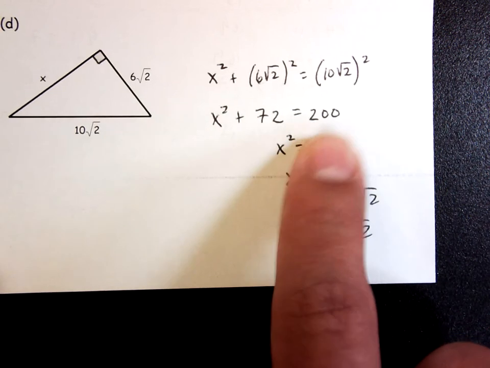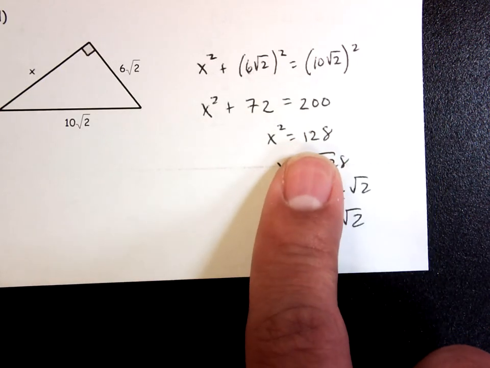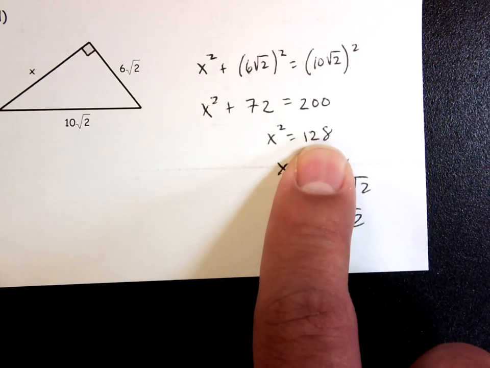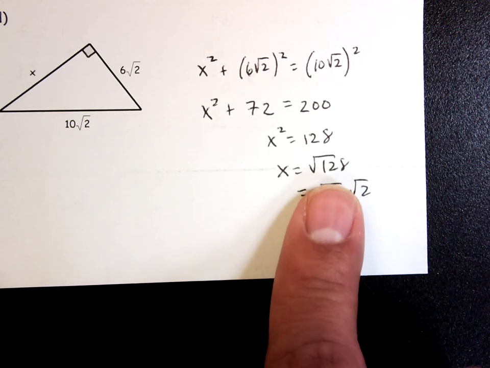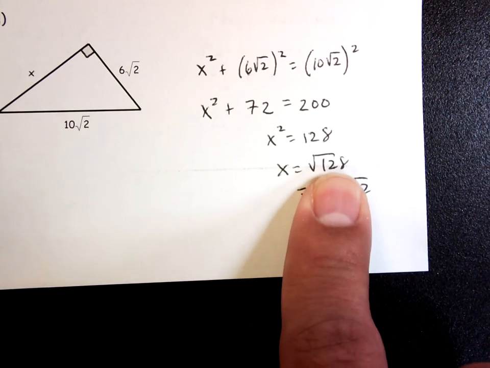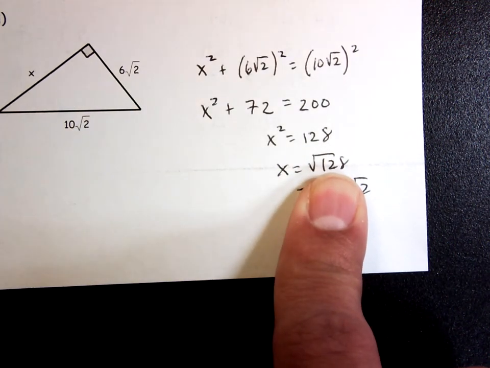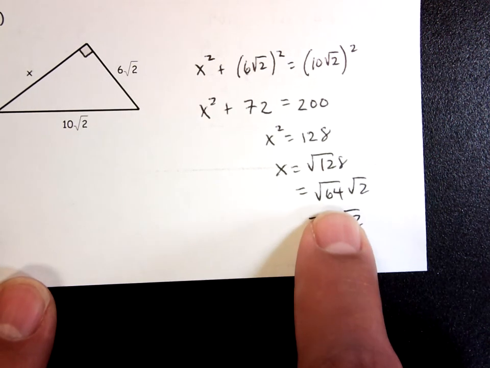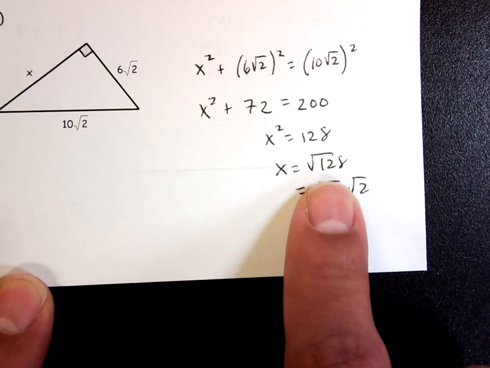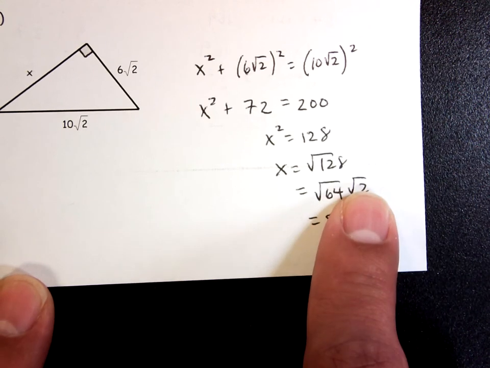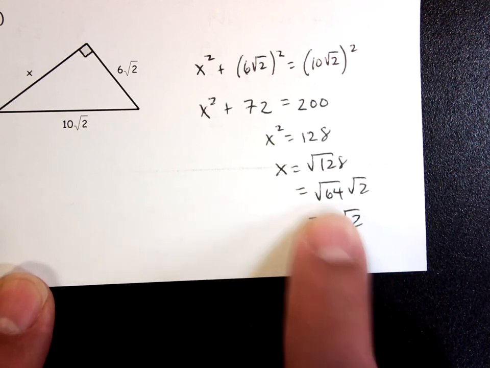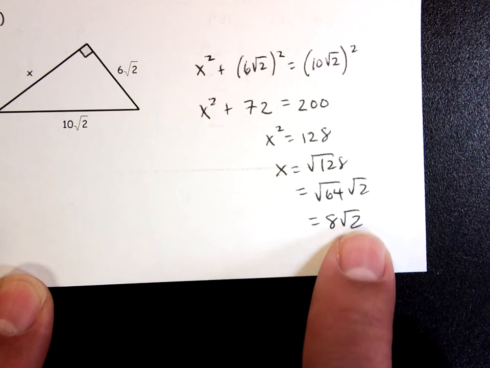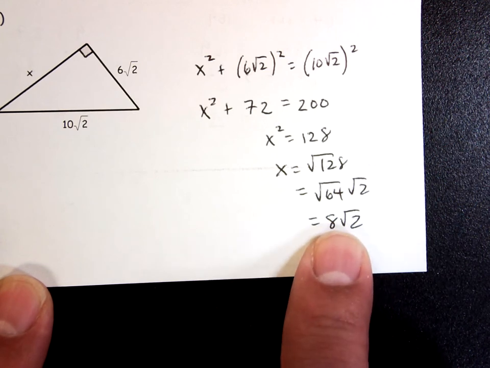So now I can subtract 72 from both sides, and I get x squared is equal to 128. Square root both sides, and I get x equals the square root of 128. Okay, a little bit of thinking here. I have to figure out what's the biggest perfect square that goes into 128. It's 64. So I can rewrite 128 as 64 times 2, but the square root of 64 is just 8, and I bring down the root 2, so it's just 8 root 2.